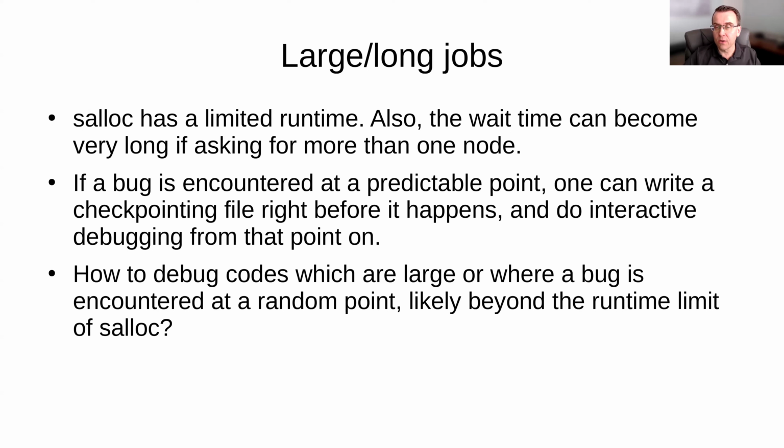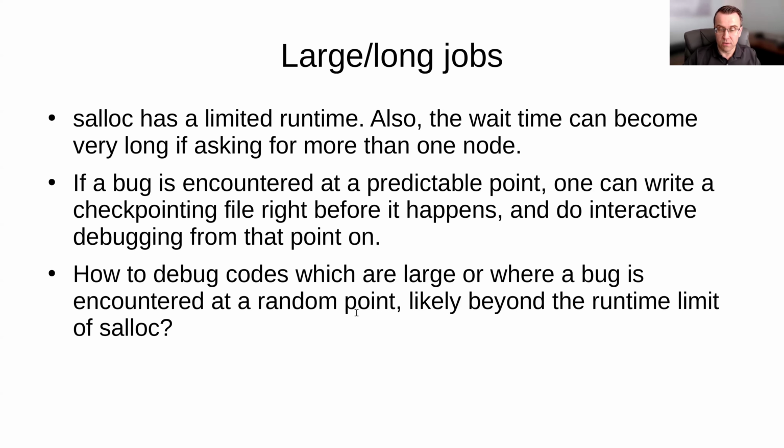What if salloc is still limiting for you, or you wait forever and salloc never starts? You can use some other tips and tricks to avoid this limitation. For example, if the bug is encountered at a predictable point, most software allows you to write a checkpointing file. So make sure the checkpointing file is written right before your bug, and then you can run DDT interactively using salloc from that checkpoint on, and then it should be much sooner to get to your bug.